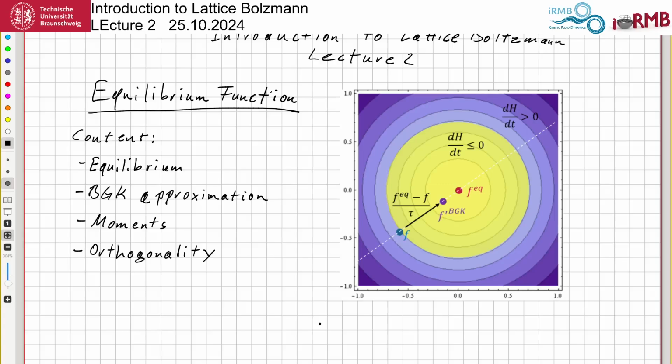Welcome to the second lecture in the introduction to the Lattice-Boltzmann method in winter 24-25. Today we talk about the equilibrium function. I hope that everybody either attended or remembered or watched our lecture on the ether theorem that we had last time, because this is something that we now use to get to what we call the equilibrium.